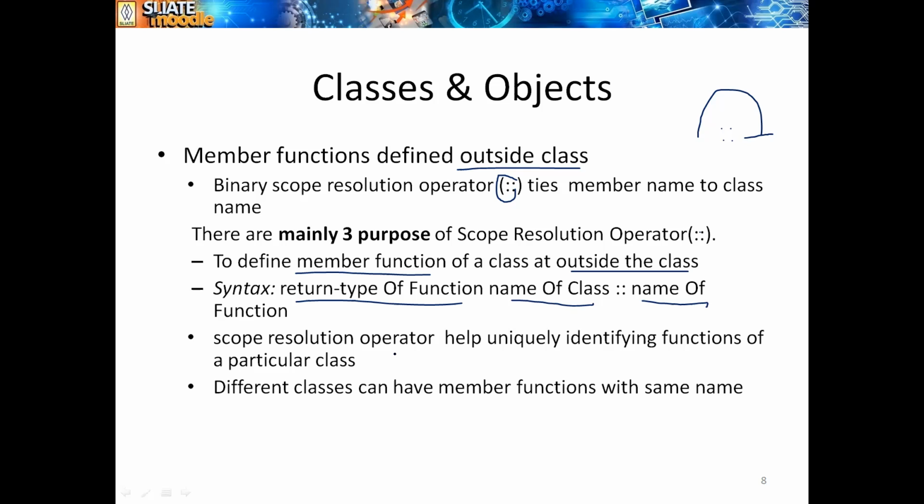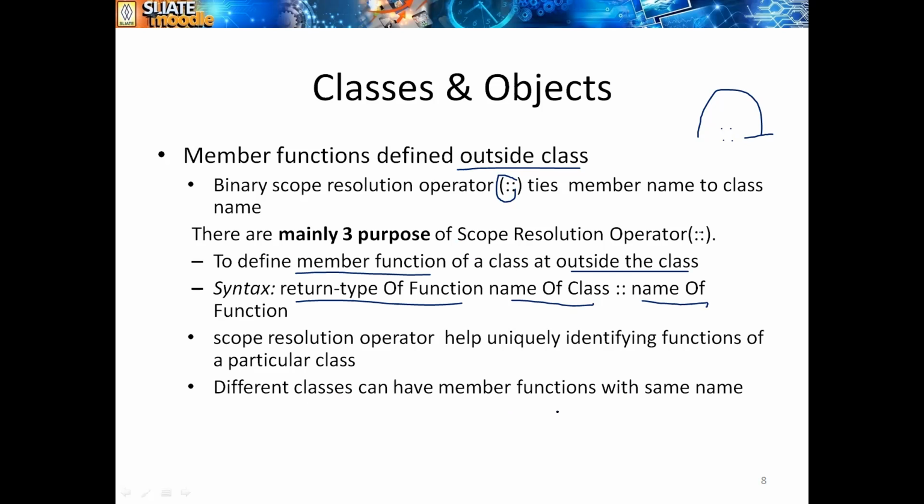Scope resolution operators help uniquely identify which function belongs to which class. We can identify using scope resolution. Different classes can have member functions with the same name. For example, the vehicle class has a park method, which describes how to park the vehicle.